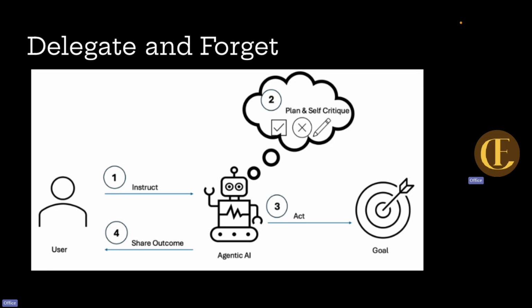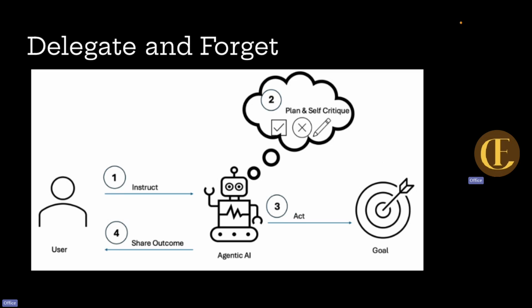Delegate and forget is the total opposite of that. It's like, I've told you to do it, don't disturb me, I'll come back tomorrow, this better be done. This is where the agent does all the planning, self-critiquing, and whatever else needs to be done. These are two extremes.